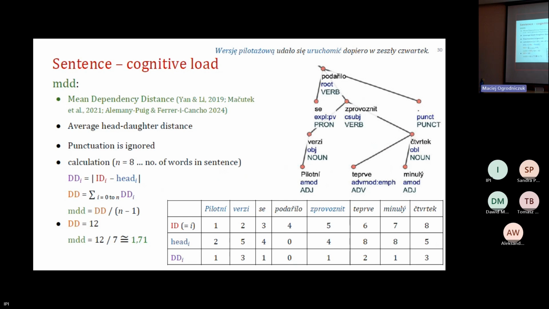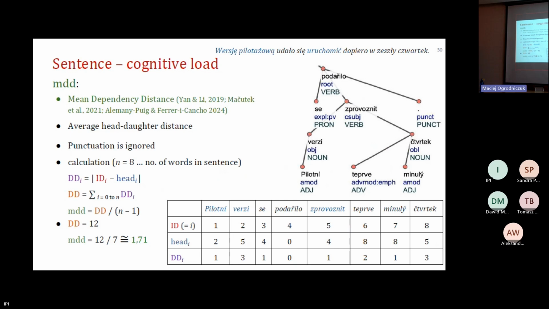And that's actually the result that would give you 12 divided by 7. So you have this added together is 12, 7 dependencies, and you get this number. It's slightly higher due to this non-projectivity. So that's one factor that has some influence on this measure.